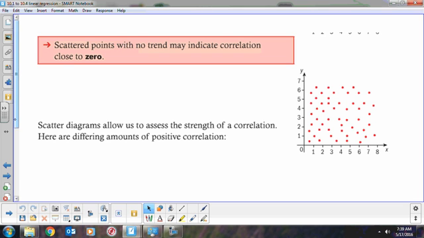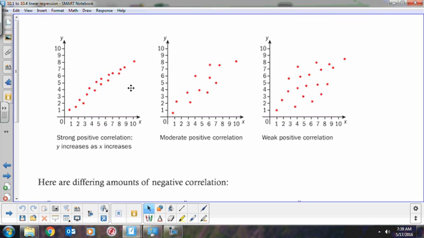All right, so what do we have? This is a strong positive correlation. This is a moderate positive correlation, and you see how the points are more spread out, not quite as linear. And this is low, this is high, we're going upwards, it's a lot fatter. This would be a weak positive correlation.